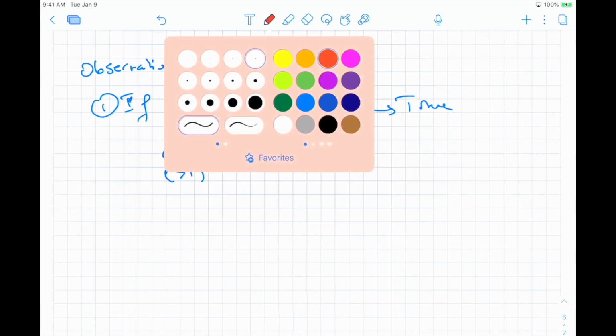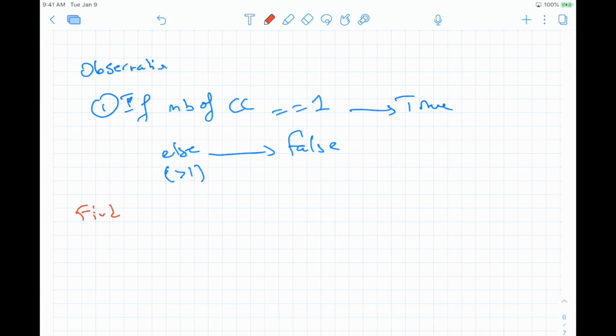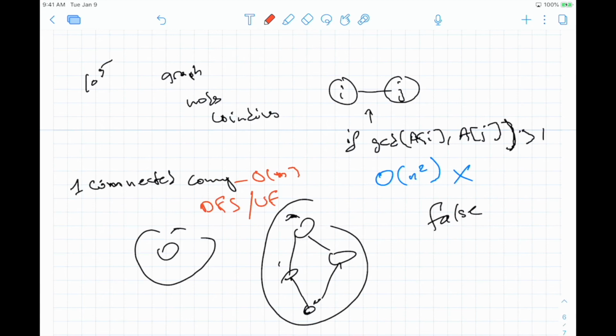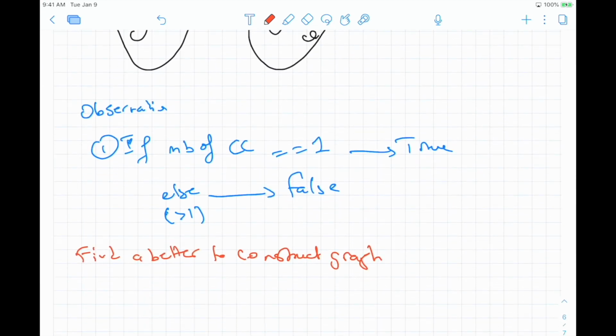So our goal is to find a better way to construct the graph so we can find the connected components. Because finding the number of connected components, you can do it in O of n using either DFS or union find. Okay? And so our problem is constructing the graph. So how do we solve that?